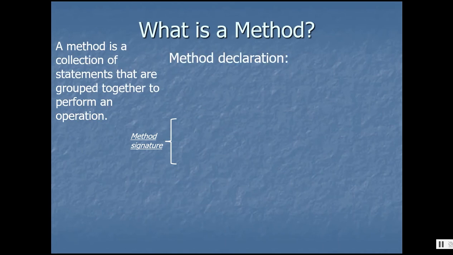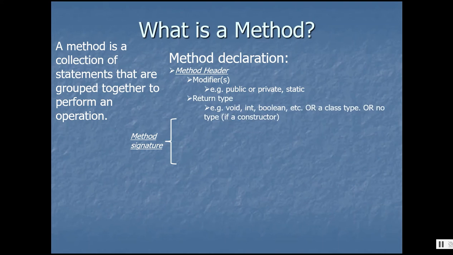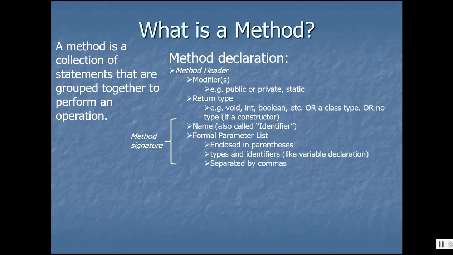So what's a method? Well, a method, as it says here, is a collection of statements that are grouped together to perform an operation. You've been doing stuff with what's called the main method up till now. And there's two aspects when we think about a method. One is, how do we create it in the first place, which is our method declaration. And our method declaration is made up of two pieces.